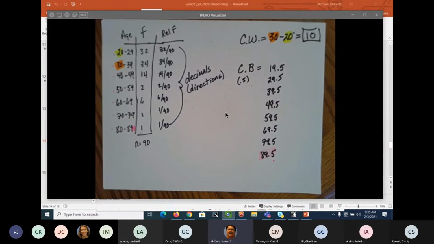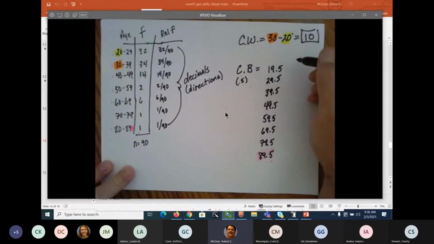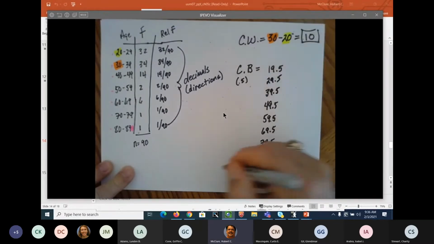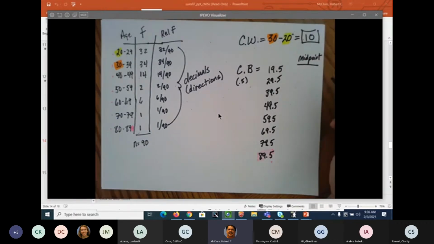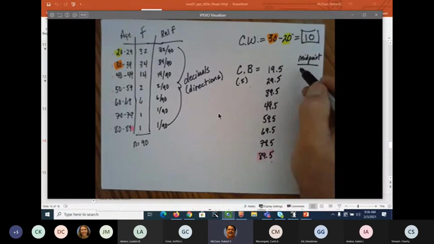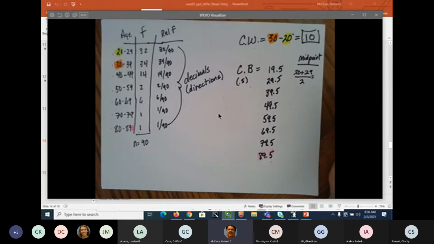And the class midpoints. I'm going to put midpoints right here because I don't have any room down here. So I'm going to put midpoints. And the first one is going to be 20 plus 29 divided by 2. And what's 20 plus 29? 49, Hubert. That's right, class. And 49 divided by 2 is what? 24.5?